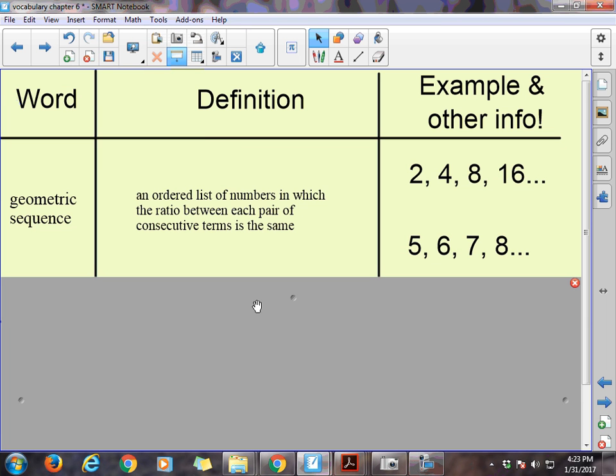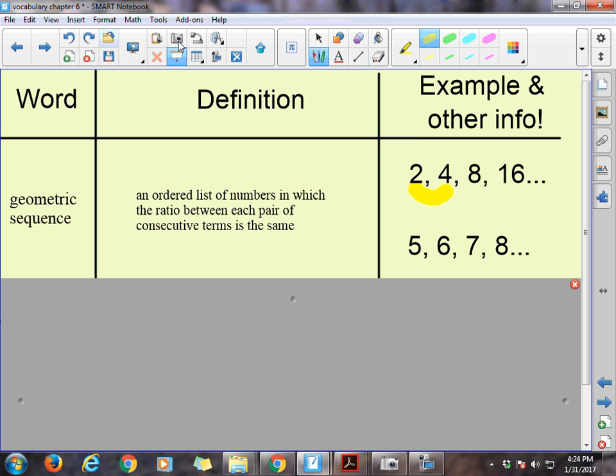Here we go. Last page, geometric sequence. A geometric sequence is an ordered list of numbers in which the ratio between each pair of consecutive terms is the same. So this one is an example of a geometric sequence.